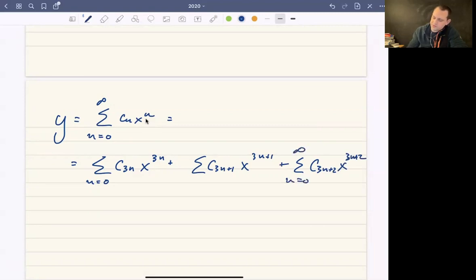Okay, and again, we do this because there's kind of a pattern that every third value in our sequence behaves similarly. So the ones that are C sub 3n, this is going to be the terms like C0 plus C3 x cubed. So let's see, when n is 2, you're going to get C6 x to the 6th and so on. Okay, so we could do it that way.